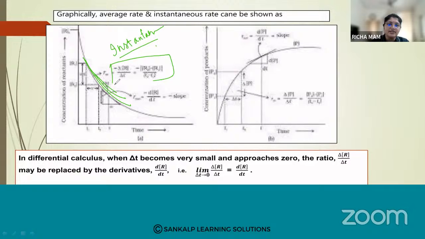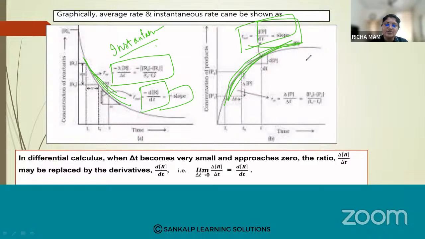So the instantaneous rate is given by minus d[R]/dt, that is the change in concentration of R by dt, which is equal to the slope. Here the slope represents your instantaneous rate. So r instantaneous is given as dR/dt, which equals the slope.